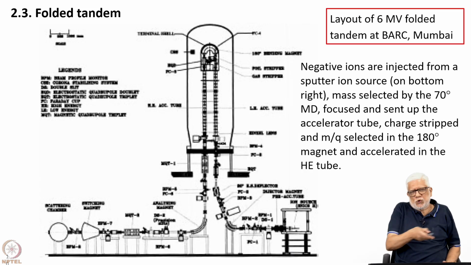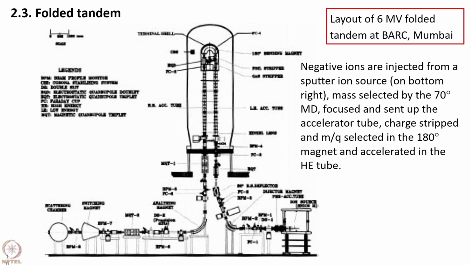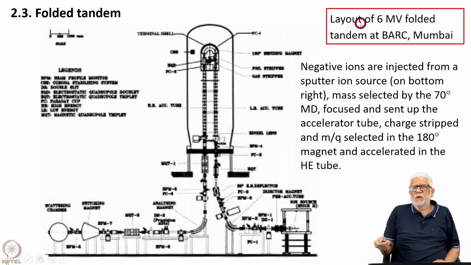And then of course, the beam goes on downstream into your target area, where the experimenter has his own target chamber, detectors and so on, and you do the experiment. This is an example of the folded tandem. There are several in the world. The one in Mumbai is called the Pelletron accelerator for the folded tandem. It's a 6 million volt machine.